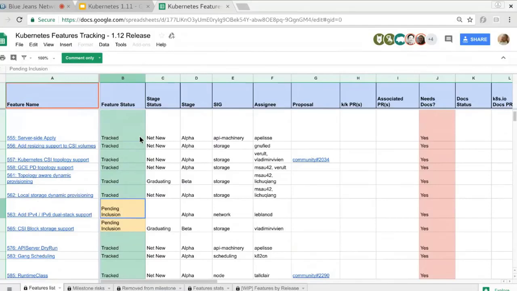So features is part data entry, part cat herding, part pinging on features. So yeah, we're just waiting to get feedback around what's going to happen before we actually mark that as tracked and maintain this sheet across the release.